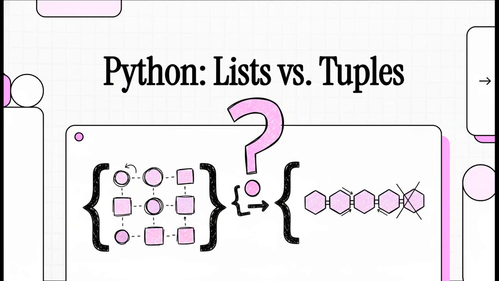Hey everyone, and welcome. If you're working with Python, you are constantly dealing with collections of data. So today, we're going to tackle a really fundamental question that every single developer runs into. When do you use a list, and when should you reach for a tuple? Let's get this cleared up for good.